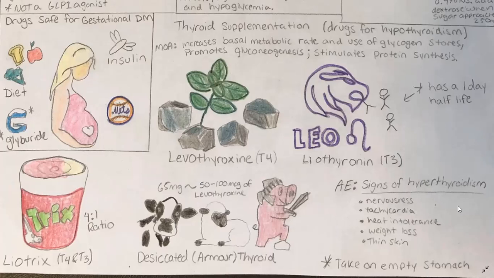Adverse effects for all of these drugs are your typical signs of hyperthyroidism, because if you're giving too much T4 and T3, then you're going to have hyperthyroidism, with signs like nervousness, tachycardia, heat intolerance, weight loss, and thin skin. Also, it's very important to remember that your patients take these on an empty stomach because they are absorbed best in an acidic environment. If they are eating food, they're not going to be absorbed very well.